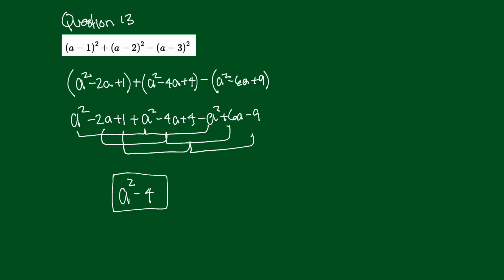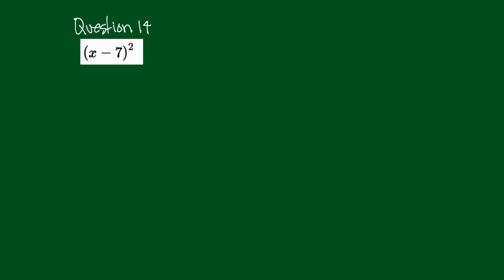There we go. Question 14, we're squaring two terms, so we know what to do. Our template, square the first, x squared. Multiply these two together, negative 7x, but we double it, minus 14x, and square the last. Negative 7 times negative 7 is positive 49, and we are done with that one.